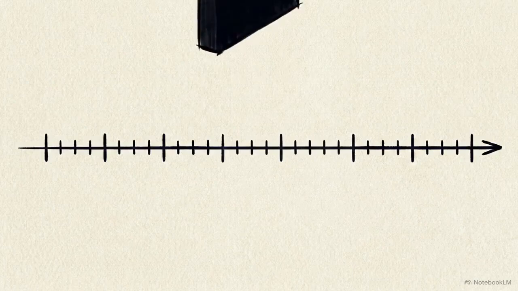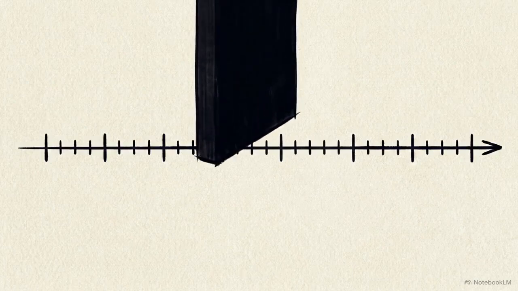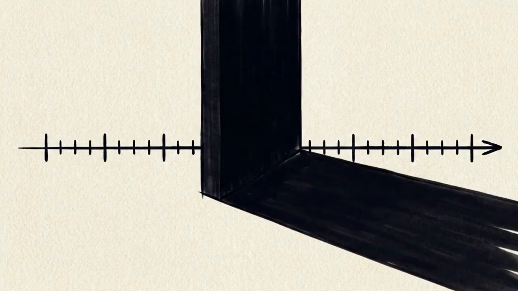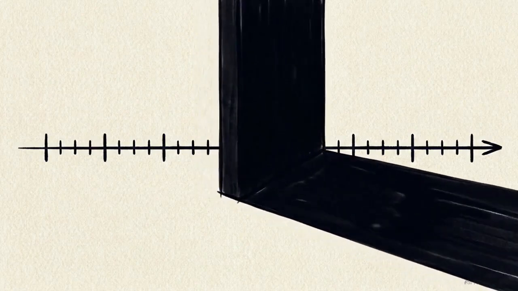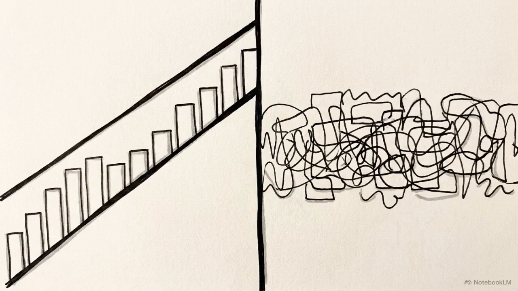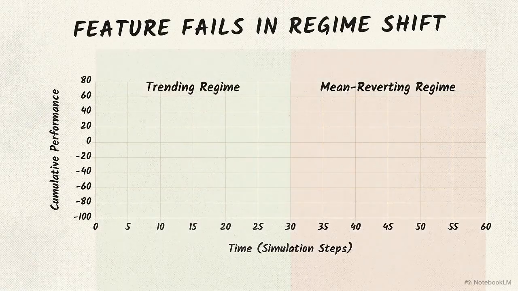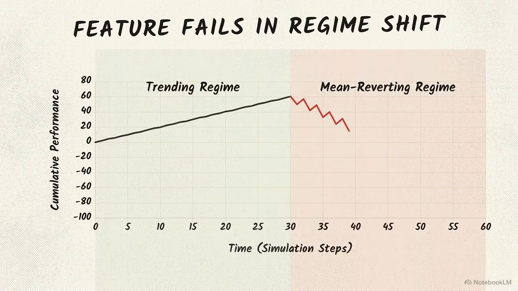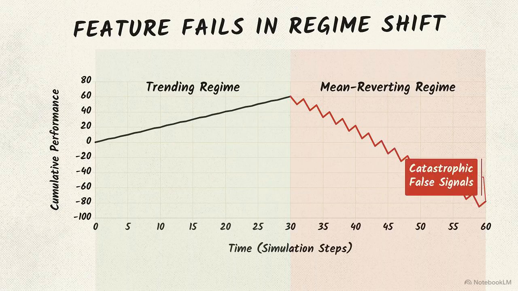Implementing this chronological wall directly inside your pipeline guarantees that your backtested strategy actually has a chance to survive in live trading. Even after you isolate the data and fix the leakage, models face a secondary fatal threat: regime dependence. This line graph demonstrates how an engineered feature can appear highly profitable in a trending market, marked here in green, but generate catastrophic false signals the moment the market shifts into a mean reverting range, shown in red.